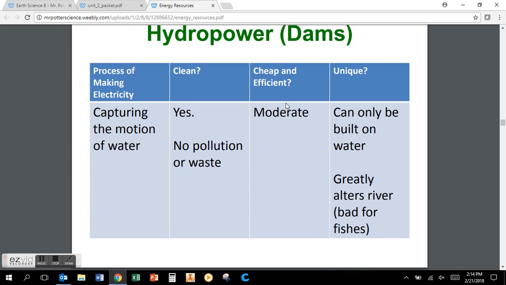What's unique about this one is it's only built on water, so Arizona is not a great place to have a ton of hydroelectric power plants. And obviously, if we put a wall on a river, it's going to create a lake, and that greatly alters the environment. It's bad for the things that want to travel up and down the river. So hydroelectric power plants, while they're generally considered clean, they're not all that great for the environment either.